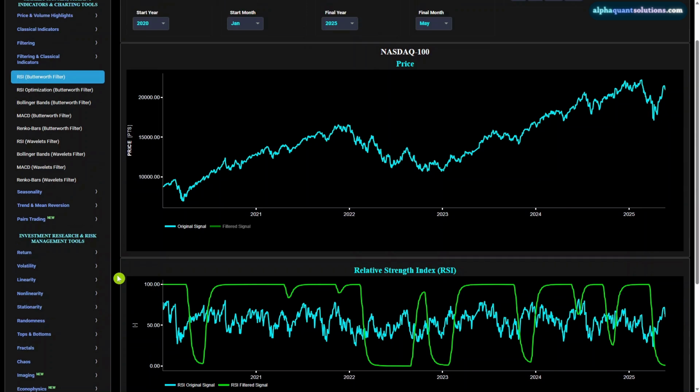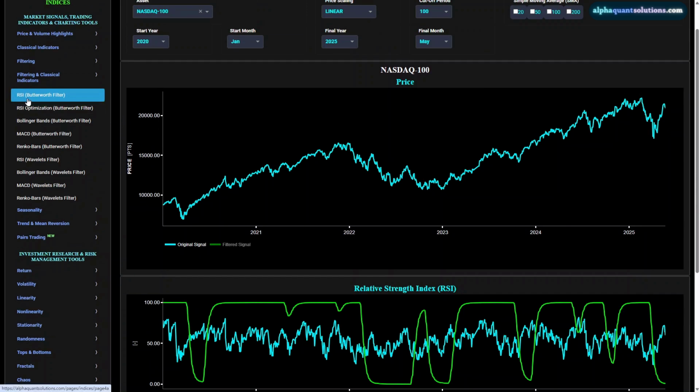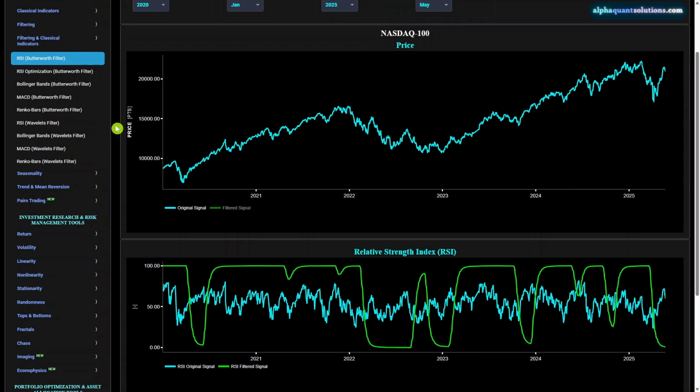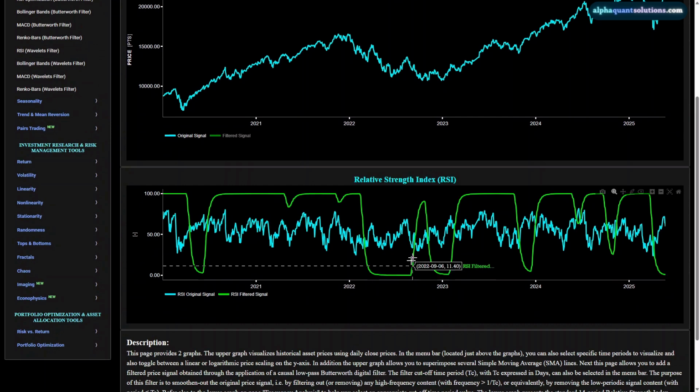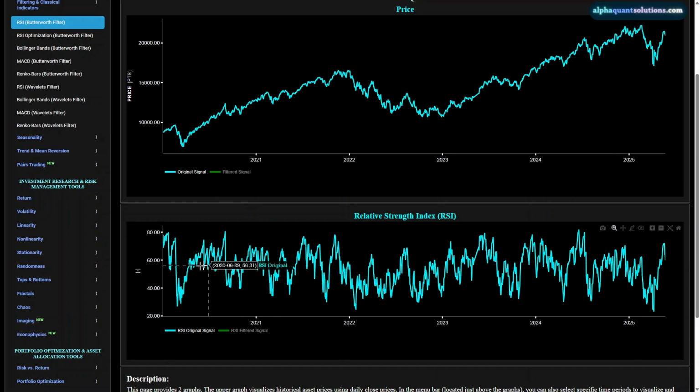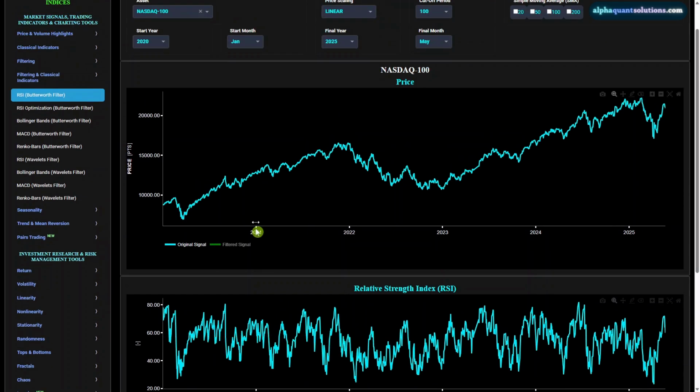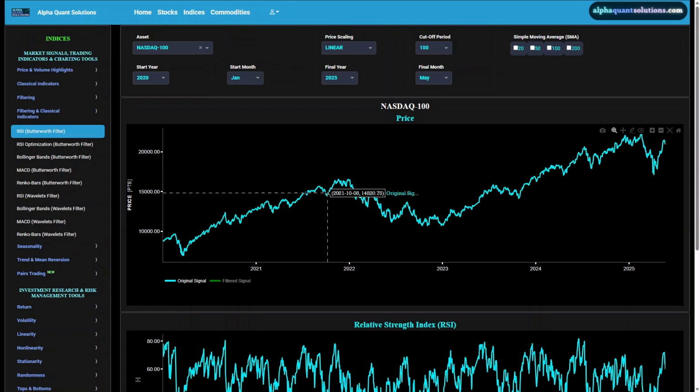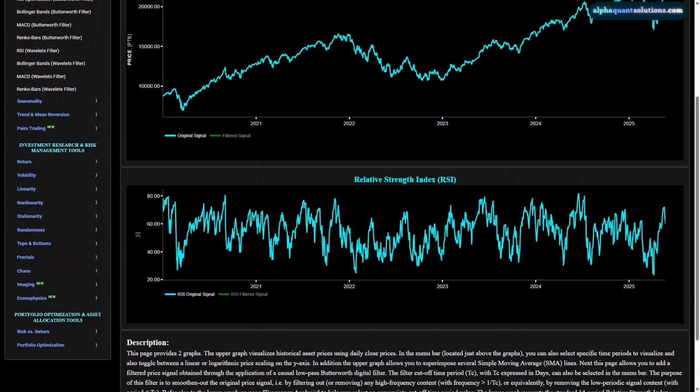So what do we see? We are on the RSI, so relative strength index page, with a Butterworth filter. And in the bottom graph, we see the RSI. So let's first remove the green one. We have a light blue RSI that corresponds to our original, unfiltered asset, also shown on the top graph in light blue. And here we have selected the Nasdaq 100 between January 2020 and May 2025. And so this is the classical RSI.